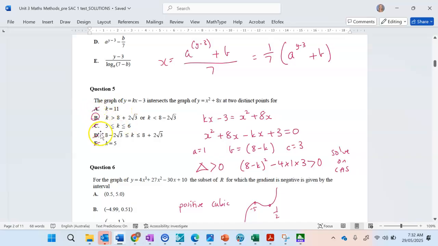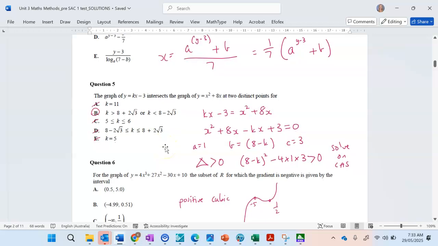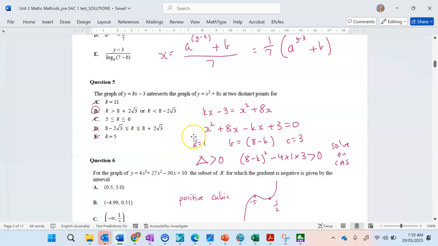But notice how I eliminated them. I find it sometimes easier just to say, oh, it doesn't look like k equals 11, k equals 5. Or C, it's not in between 5 and 6. So it was either B or D. And I could see there were 2 separate solutions as opposed to having them in between 2 values. Yep, so not an overly difficult question.